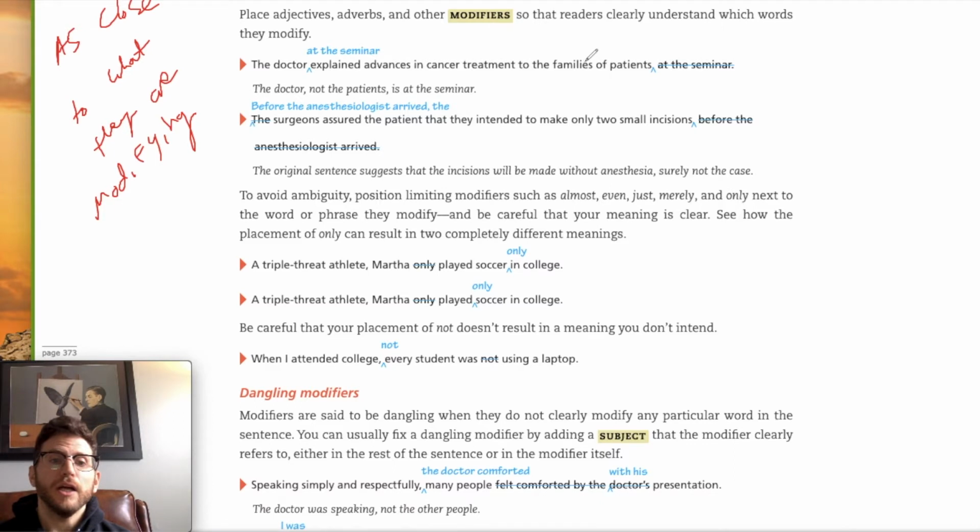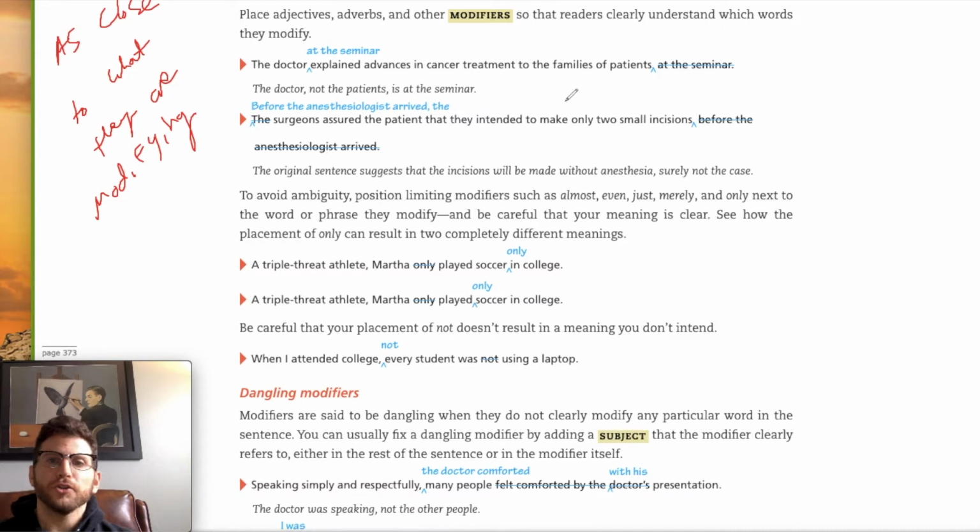So what does that mean? As close to it meaning either immediately before it or immediately after it. Sometimes right before it will sound better than right after it, depending on the rest of the sentence. You might want to move it one way or the other, but as close to that word or phrase it's modifying as possible. So let's look at this first sentence here, and we'll go through some book exercises, but then I have a couple that I want to try with you at the end as usual.